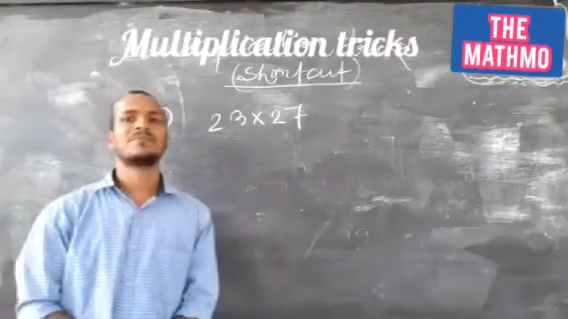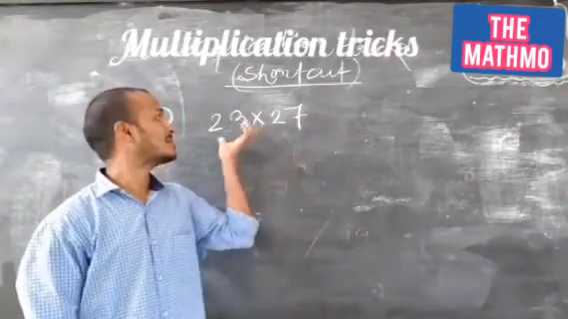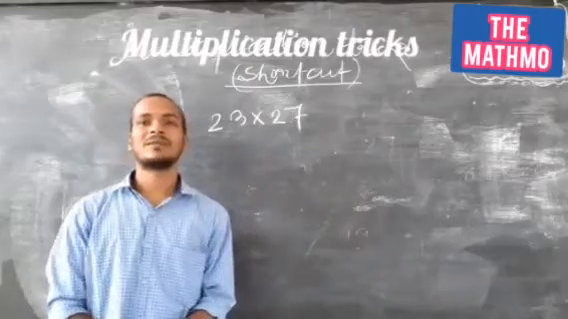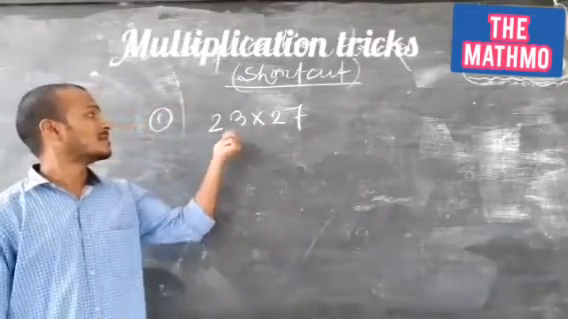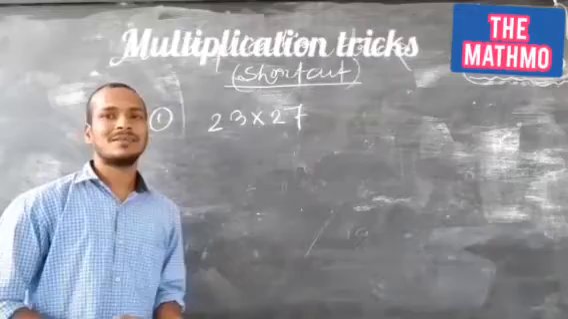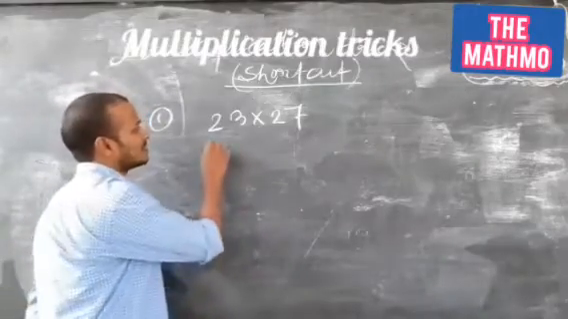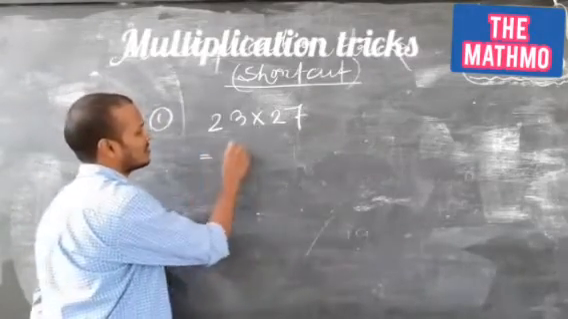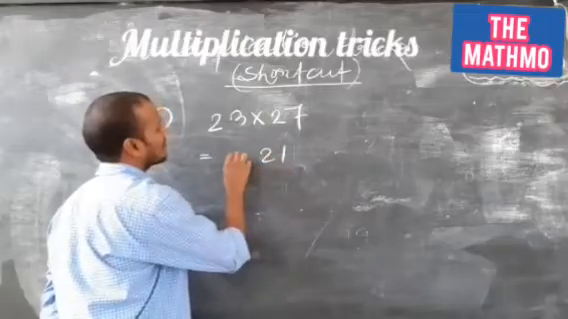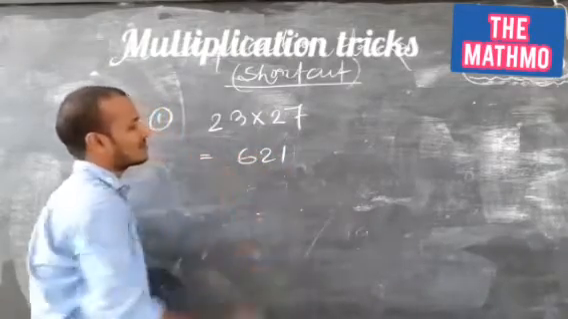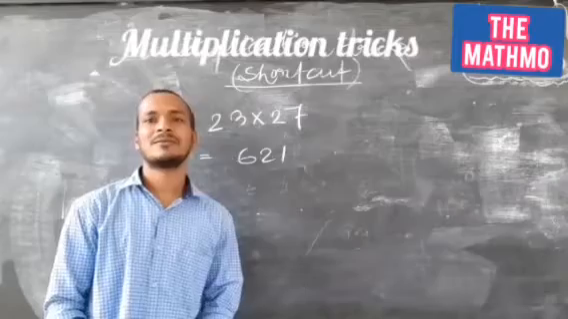Two-digit numbers: 23 and 27. How to multiply? For me, it's very easy to multiply this one. Easy. So it will be 621.